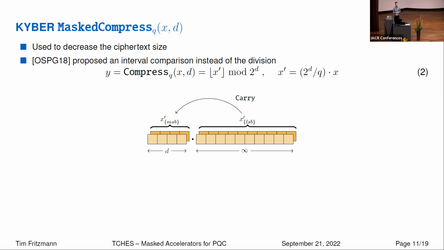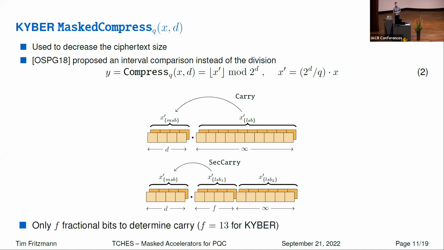If we split X prime into two shares, we can obtain the following figure. And the division has in principle infinitely many decimal places. And this makes the carry computation extremely difficult if we have two shares, because we do not know what the carry of the combined shares is.